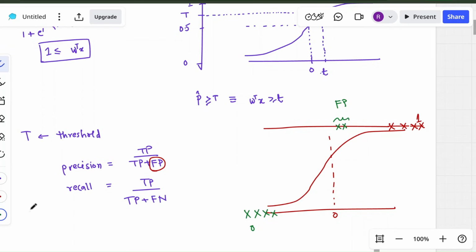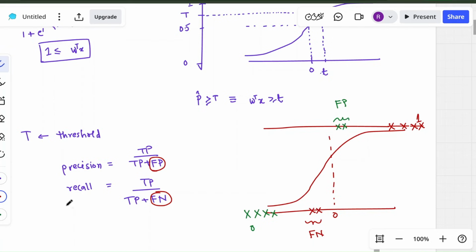Similarly, there are false negatives also, right? False negatives, if you can see here. What are false negatives? False negatives will lie, let's say, somewhere here. So these are false negatives because they are actually positive, because they are in red, but they belong on the left hand side, which is why they are being classified as negative. That is false negative, right?